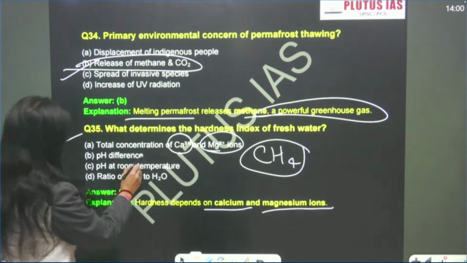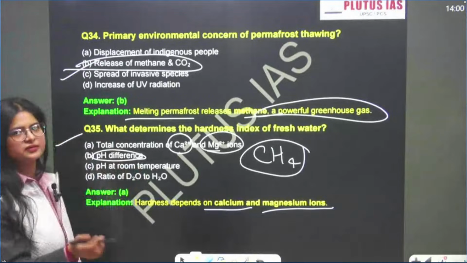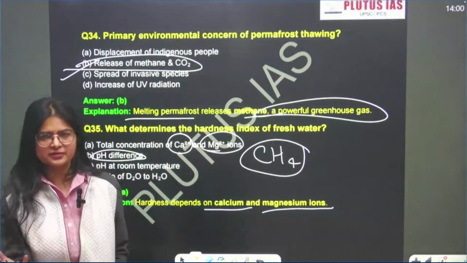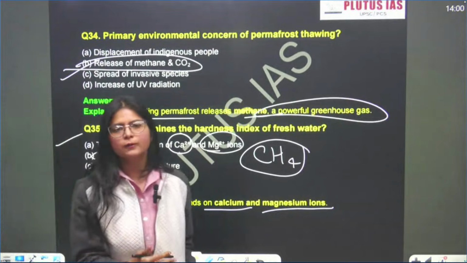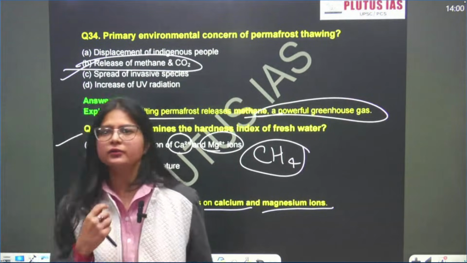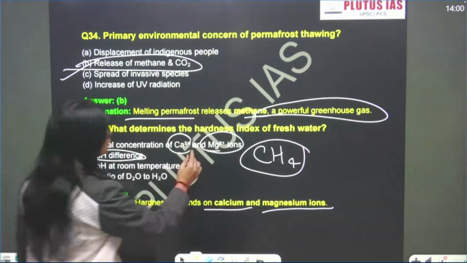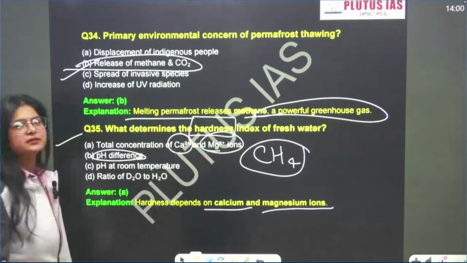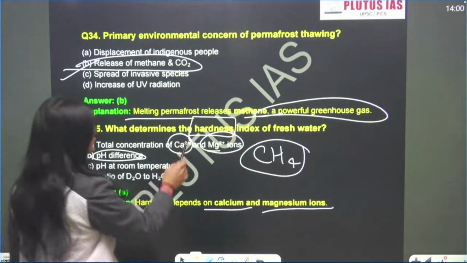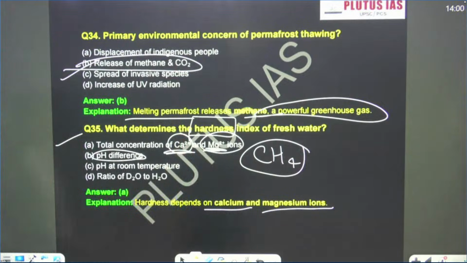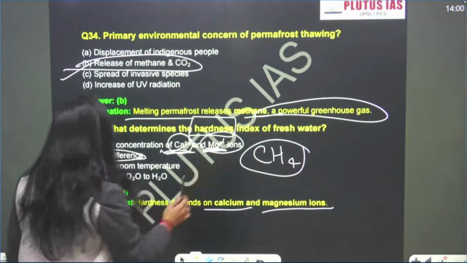Let's see the other options also. pH difference. What is a pH difference? That is the acidity and basicity. Do you really think acidity and basicity is making a difference? Although yes, sometimes they are factors, but see what the question is asking. They are asking about the hardness index. If you look at the hardness index, then definitely it is calcium and magnesium ions.